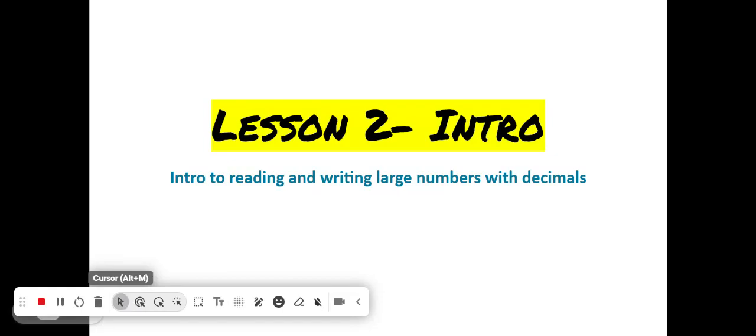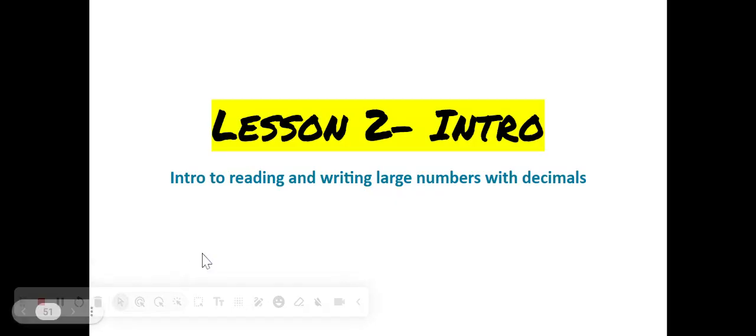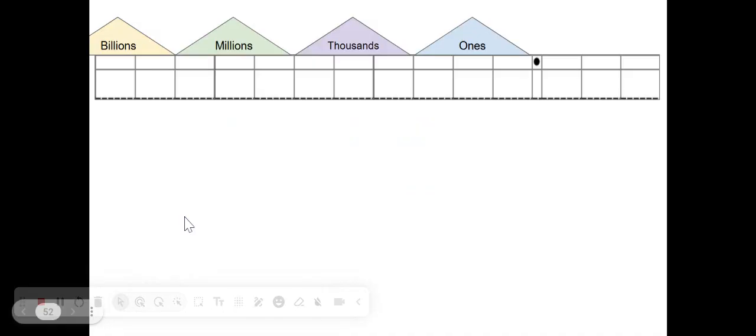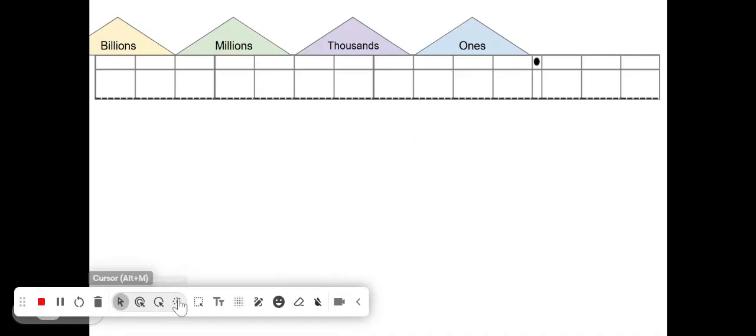Hey kiddos, today we're going to review how to read and write large numbers with decimals. So let's first get started with looking a little bit at a place value chart and how our place value is set up, and that will help us know how to read these very large numbers correctly.